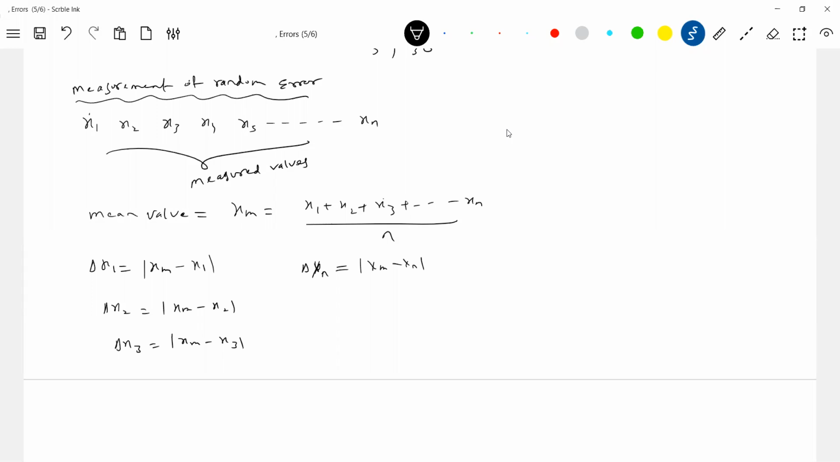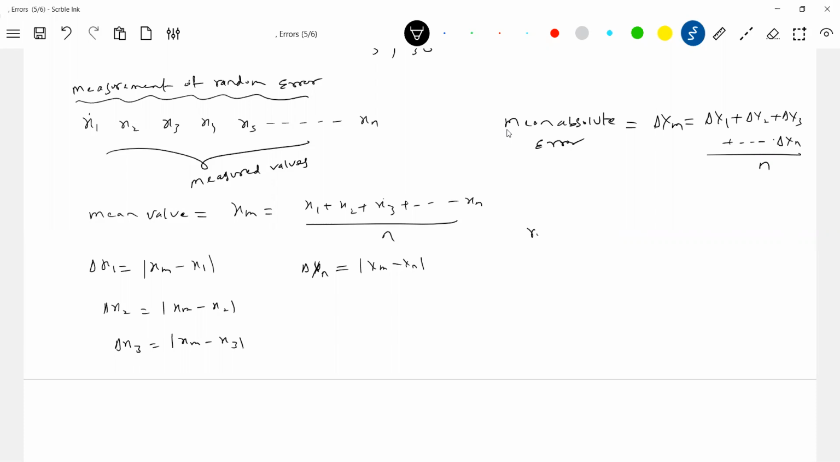Then I'll define one mean absolute error. So this is called delta xm. This is called the mean absolute error. So I'm able to express it now.